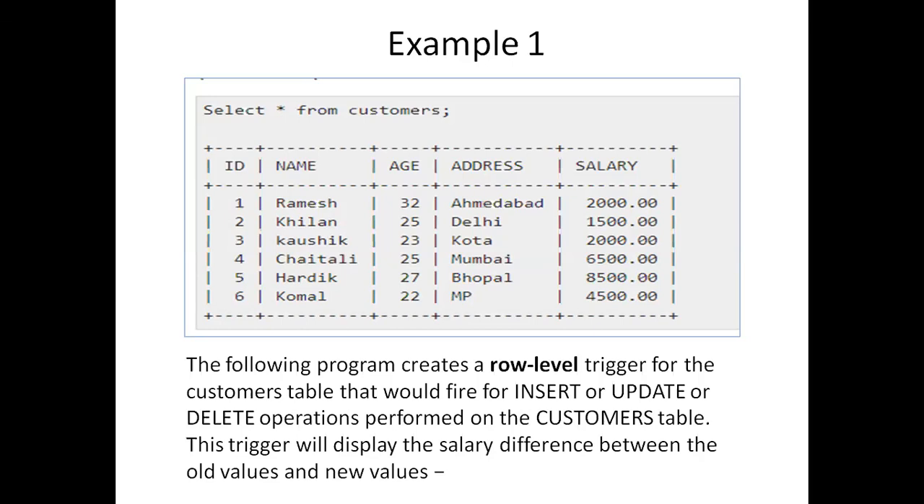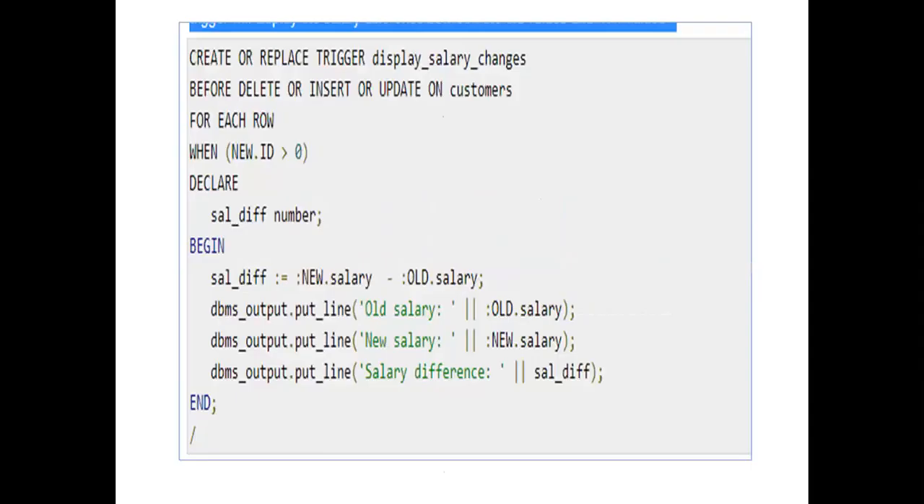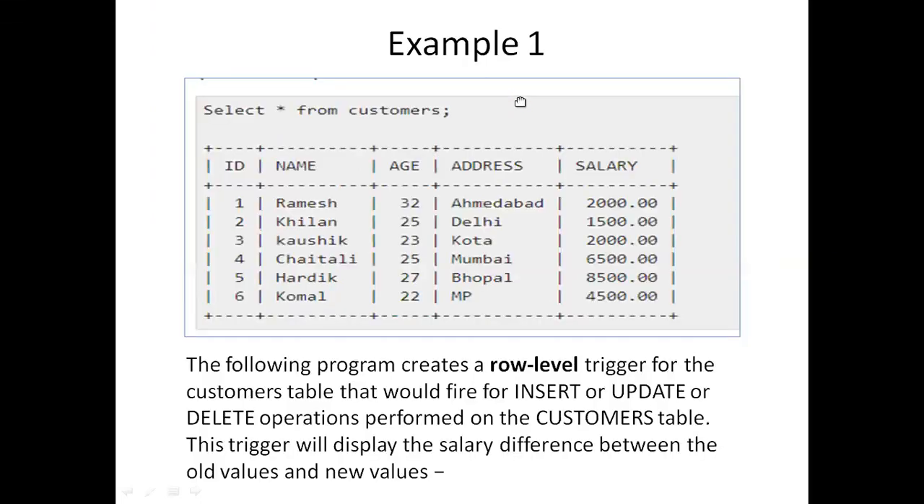And what it has to do, simply, is display the difference between the old value and the new value of the salary. It has to simply show you what the old salary was and what the new salary is. So check this particular program. Create or replace trigger. The name is your choice. We have given here display salary changes. And I want this to happen before itself, before delete or insert or update on which table? Customers table. The table which we have taken is the customers table.